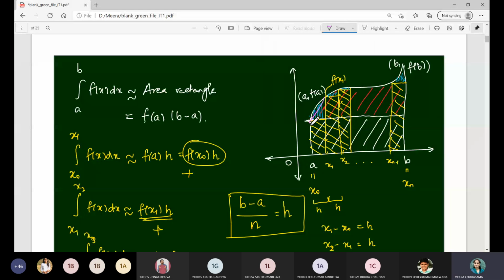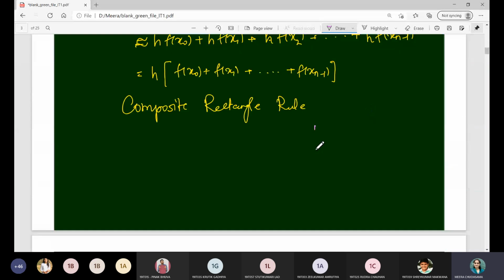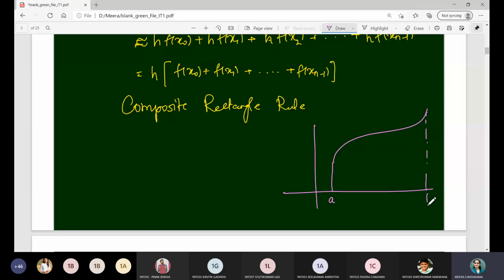So let me consider first, suppose this function we have chosen, the endpoints are a and b. First we considered an approximation of it with the rectangle. Instead of this rectangle, if I join these two points via a straight line, this one, right? In the previous case, when we considered the rectangle, this one was the error part.